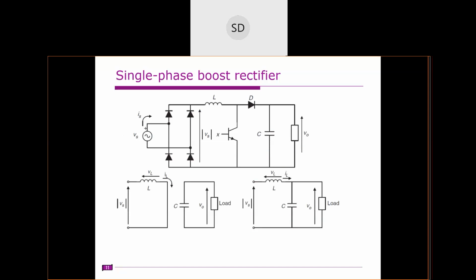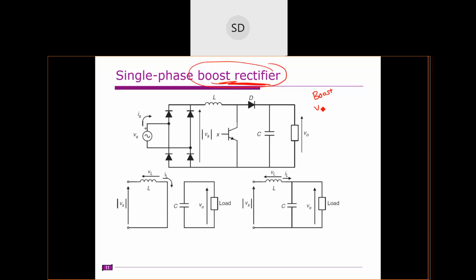So first we'll discuss the single phase topologies. In single phase, several topologies are there. The most prominent one is the boost rectifier. Okay, boost rectifier, so not a boost DC-DC converter, right? It is a boost rectifier.